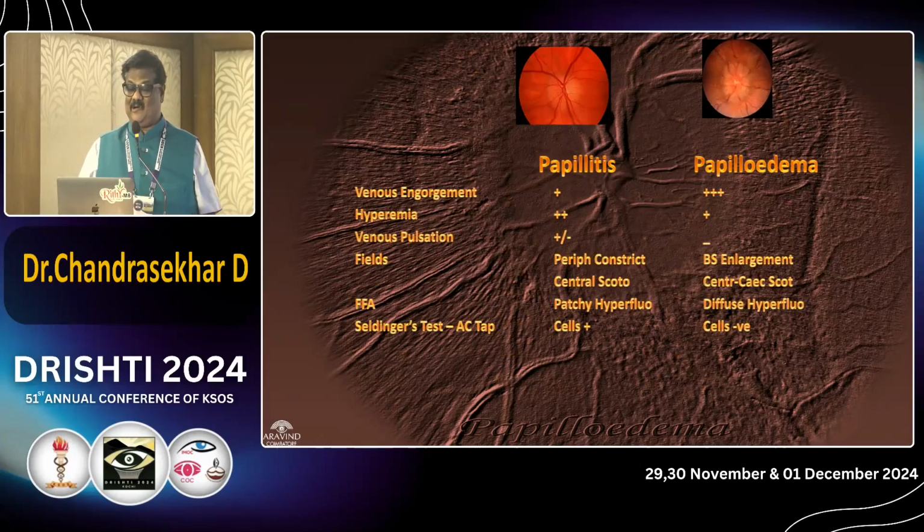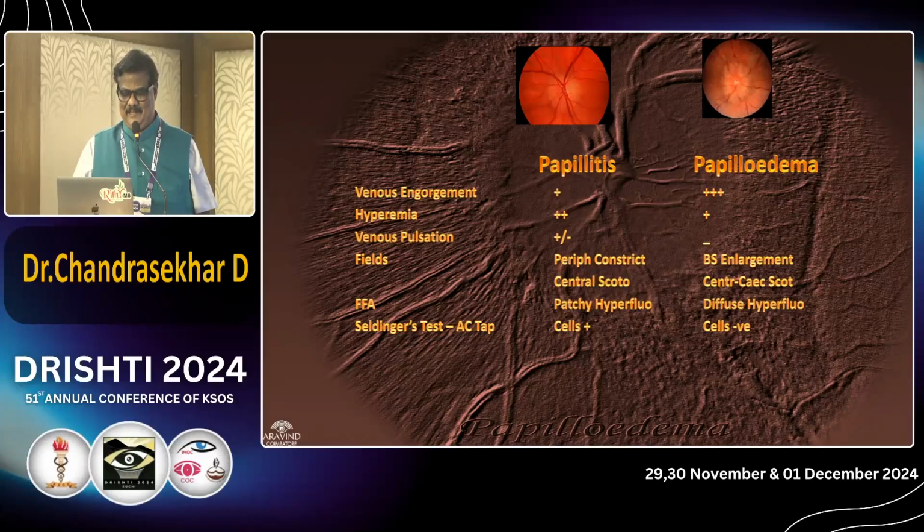Venous engorgement will be more in papillary edema. Most of the findings are relative and may overlap. In fields, peripheral constriction and central scotoma will occur, but in papilledema the fields show up late. FFA, as I said, shows patchy hyperfluorescence in papillitis and diffuse hyperfluorescence in papilledema. If you do a B scan in papillary edema, you will get a crescent sign.